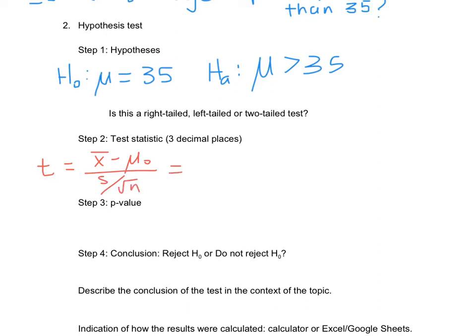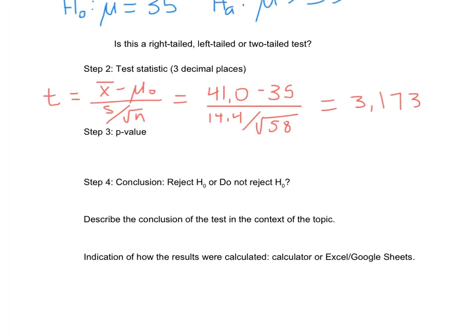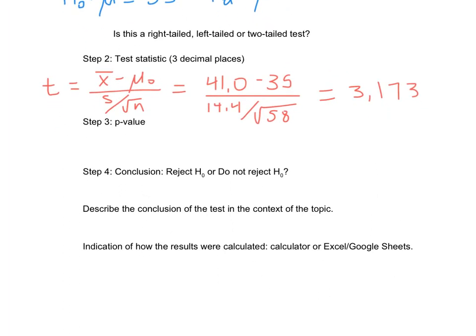Filling those values in, my sample mean was 41.0, rounding to one decimal place. I subtract 35, which is that value of mu from the hypotheses, divided by my sample standard deviation, which was 14.4, divided by the square root of the sample size, which is 58. Plugging that into my calculator, I get a test statistic of 3.173.